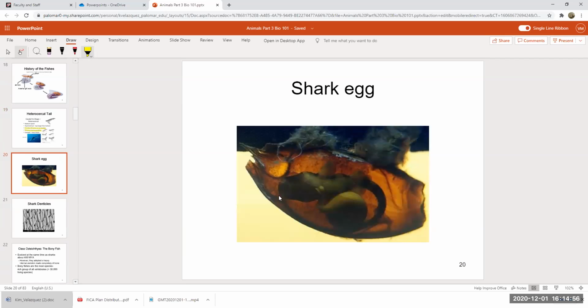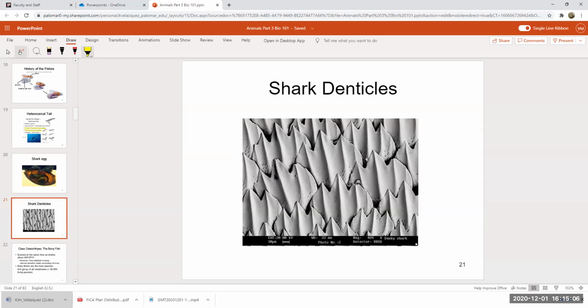This is just a picture of a shark egg, baby shark developing inside there. That's pretty crazy. Sharks, if you've ever touched one, they're pretty sharp. And that's because they have these remnants of the dermal armor that the prehistoric fish had, which is pretty crazy. That's under the microscope. So sharks are pretty cool.